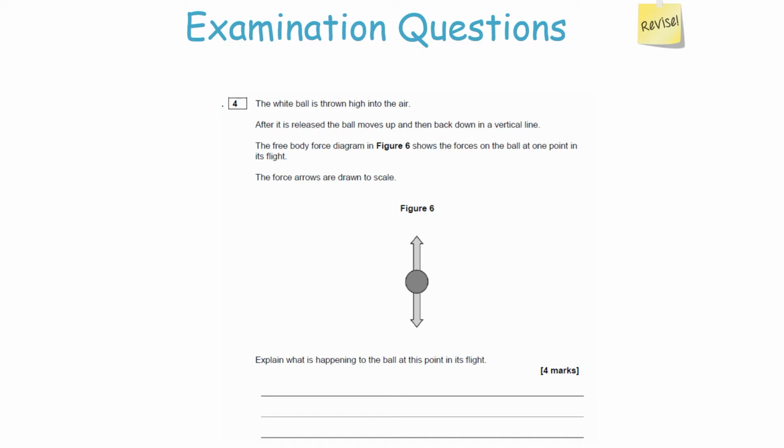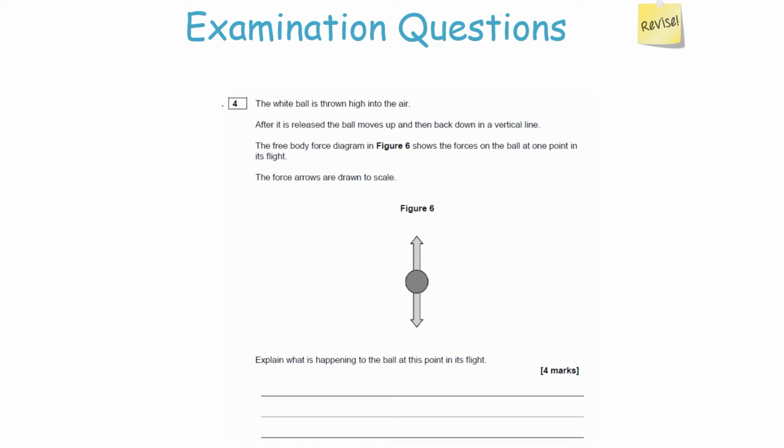Now a key important principle in physics is that a resultant force causes an acceleration. So if there's no resultant force, and we know this because the two arrows balance each other out, there must be no acceleration, or it's at a constant speed. But to get full marks, you've also got to read the question. So the question tells us it's moving up and now it's coming back down.